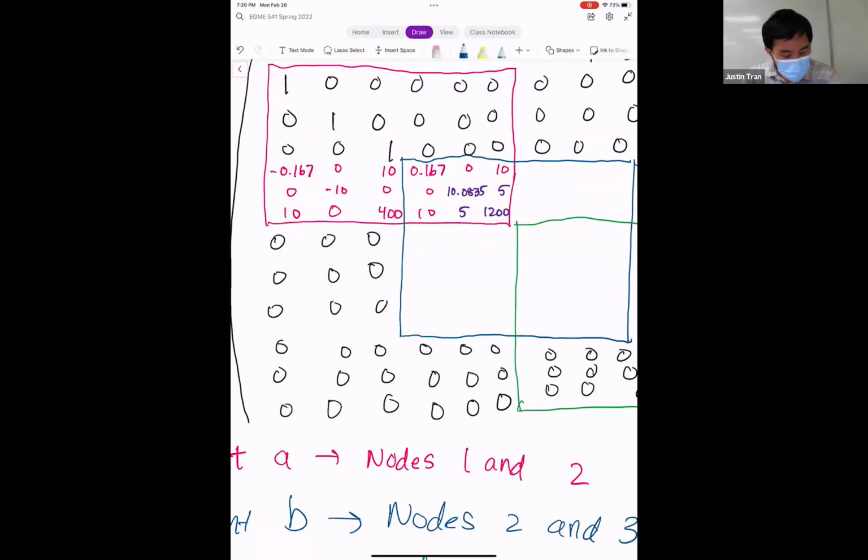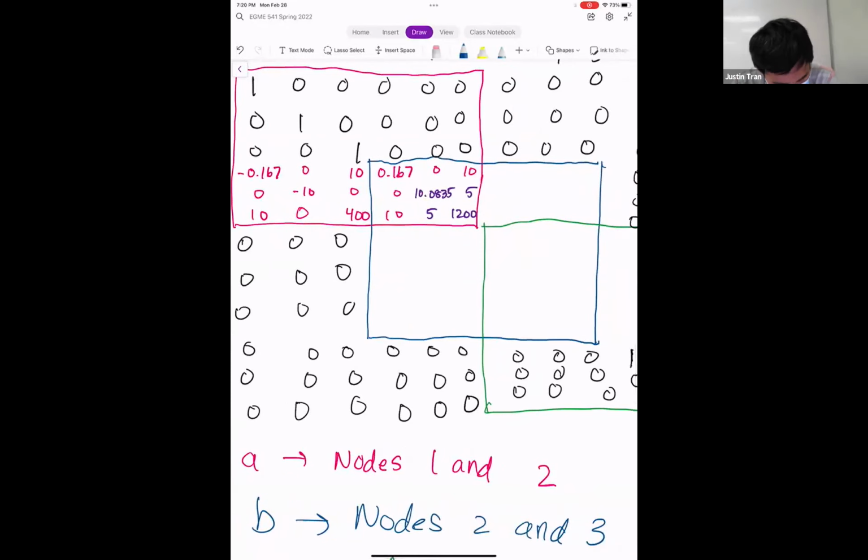Now we have the entries for element B. So we have a minus 10 here. We have a 0 and a 0. Then 0, minus 0.0835, 5, 0, minus 5, 200. And here we have a minus 10, 0, 0, 0, minus 0.0835, minus 5, 0, 5, 200.